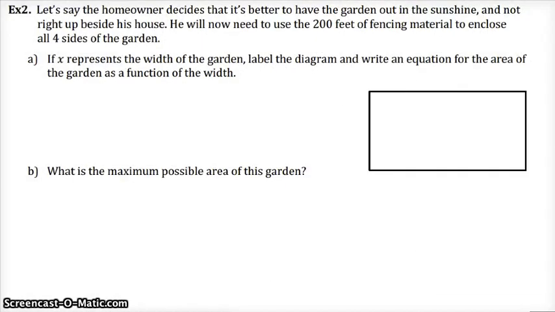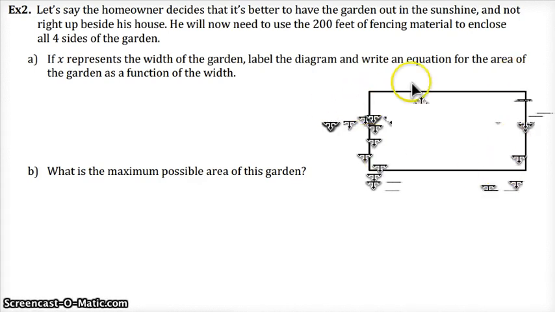Okay, let's say the homeowner decides that it's better to have the garden out in the sunshine right next to the house. So now we're going to use that 200 feet of fence instead of using one free side as long as the house could possibly be. Well, I hope you have 100 feet of house. That's a big house. If you're going to use all 200 feet out in the middle of the open, now let's redo this.